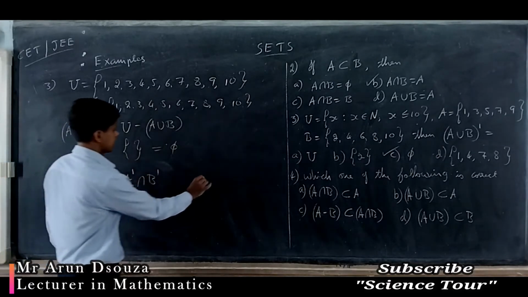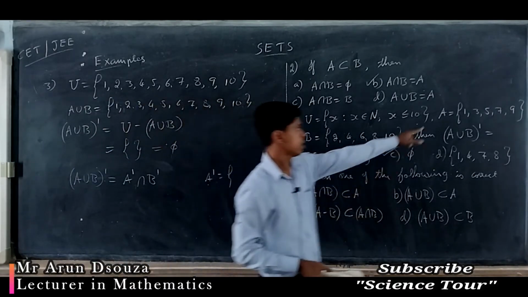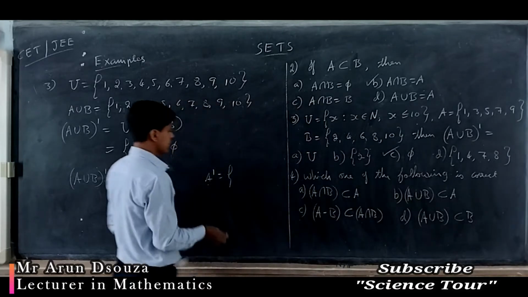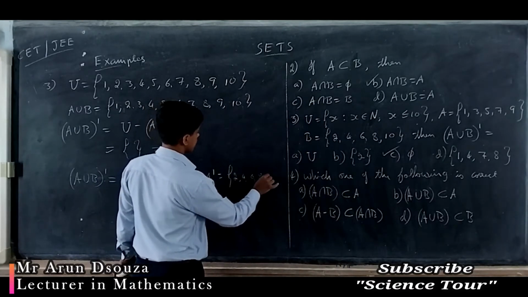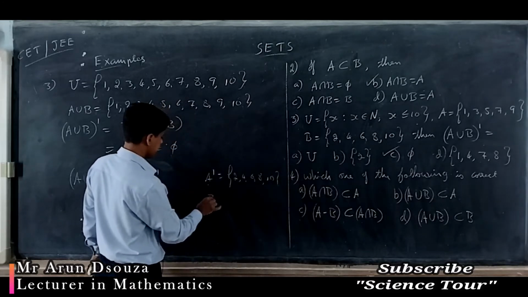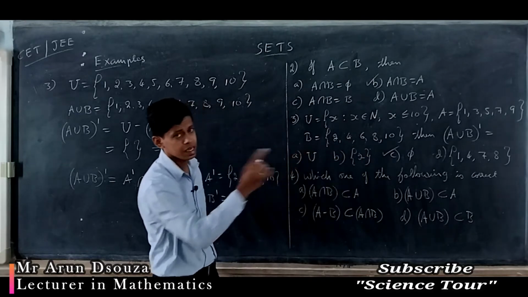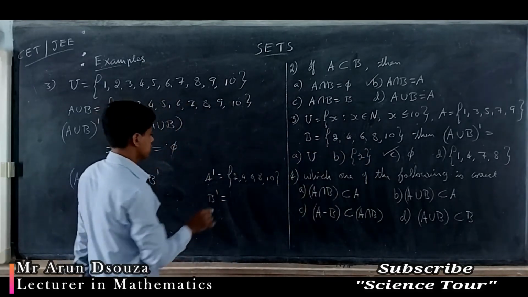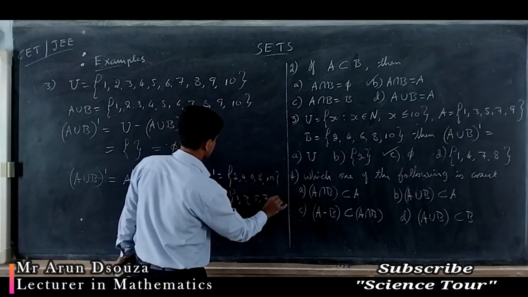Now, what is A dash? A dash is all the elements other than A. So 1, 3, 5, 7, 9 shouldn't be there. So it will have 2, 4, 6, 8, 10. And what is B dash? Other than B. So 2, 4, 6, 8, 10 shouldn't be there in B dash. So what will it have? 1, 3, 5, 7, 9.